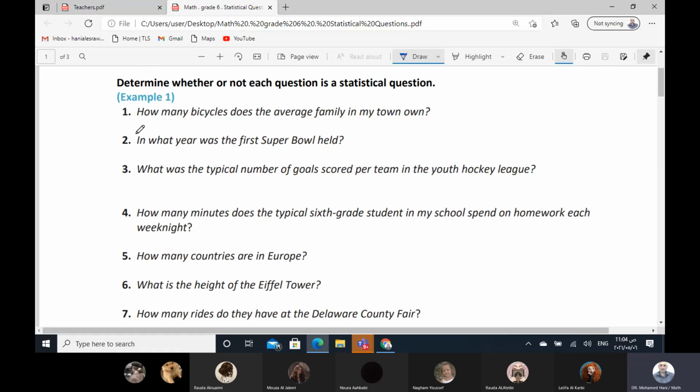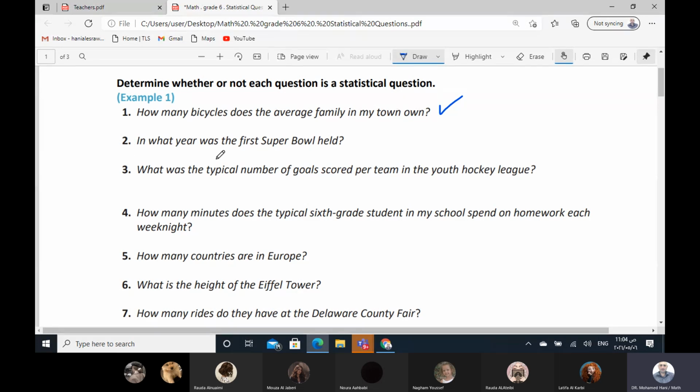So the first question, how many bicycles does the average family in my town own? Who can tell me? Is this a statistical question or not a statistical question? Statistical. So this is a statistical question. Great.